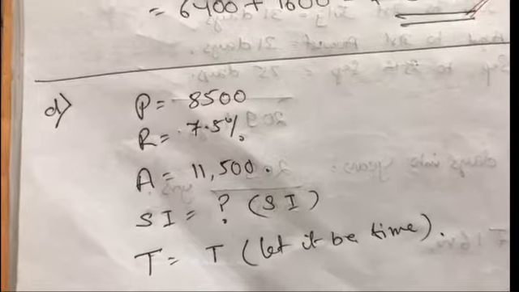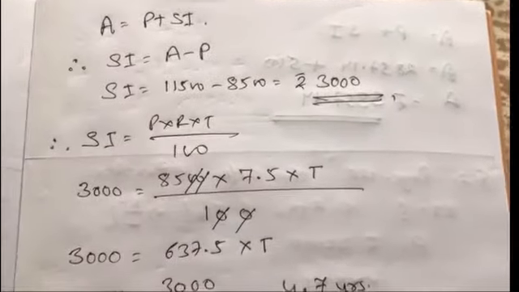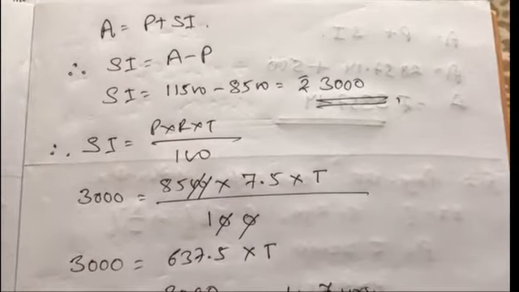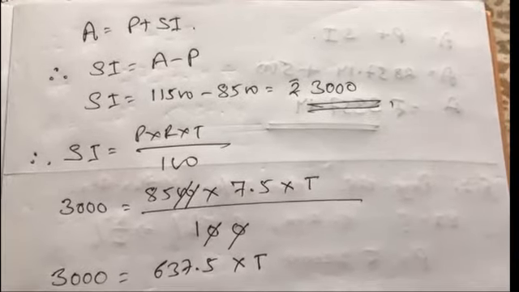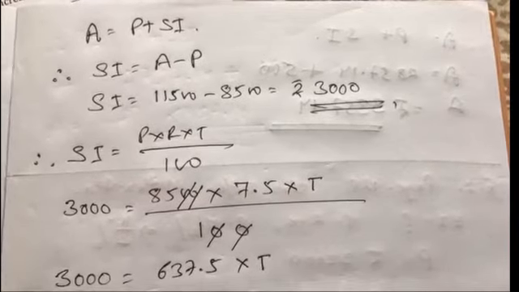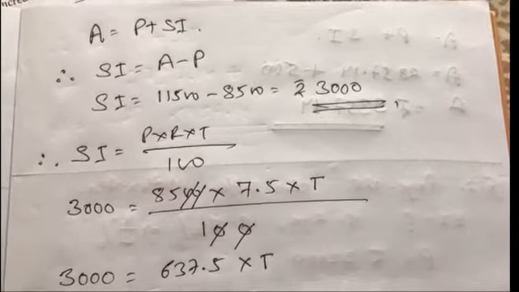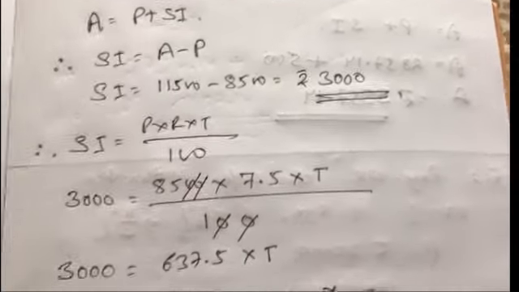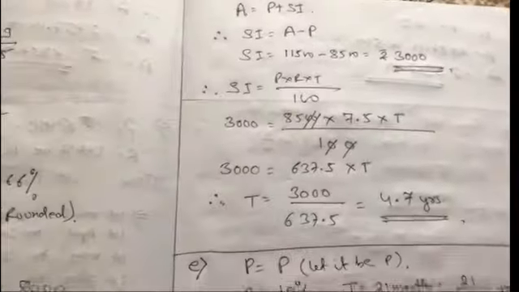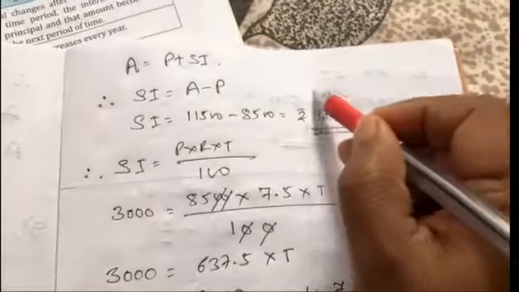So before putting SI is equals to PRT by 100, we have the other formula. The other formula is amount is equals to P plus SI. So since amount is given, principal is also given, from here SI is found out. Amount is equals to P plus SI. So we make SI as the subject. So amount minus principal. So that is 11,500 was the amount, minus principal was 8,500. So we got simple interest as 3,500. So yeah, not 3,500, 3,000. We got the simple interest as 3,000.